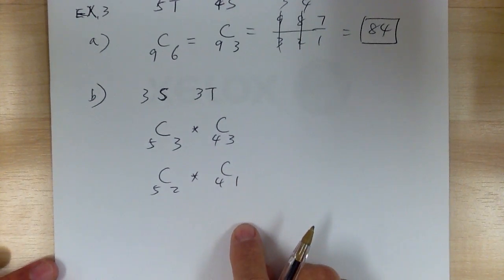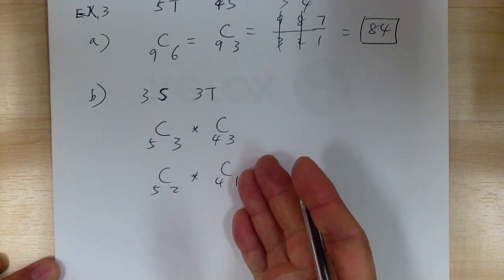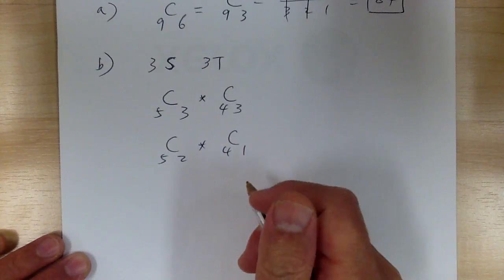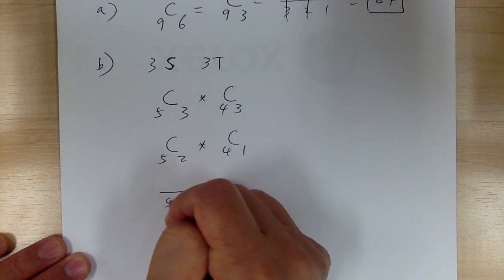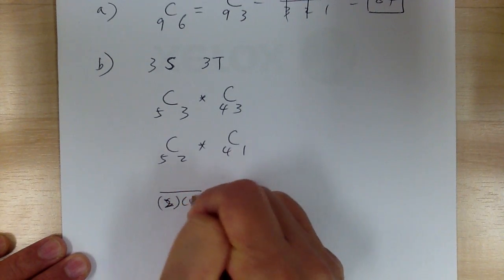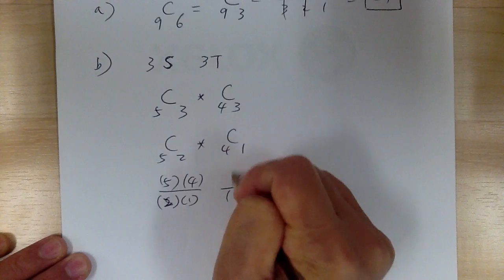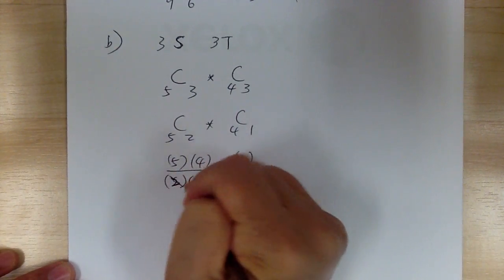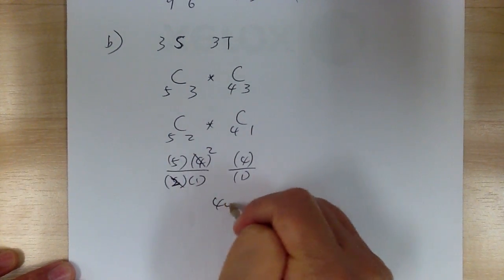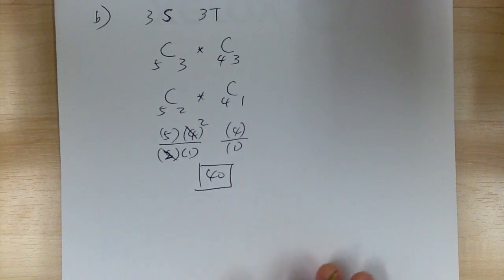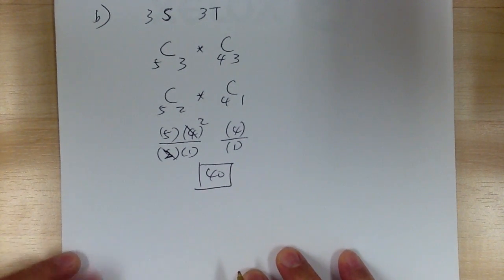The difference. Now you don't have to do this because you can just enter it on your calculator. But since I'm doing it manually without a calculator, I'm doing it this way. So it'd be 5, 4 over 2, 1, and this would be just 4 over 1, right? So you cancel, and it's 40. So there are 40 ways. Okay, let's go to example 4.